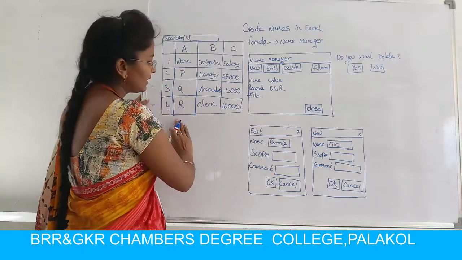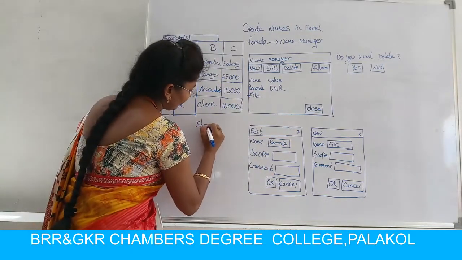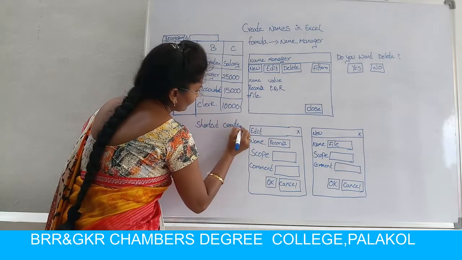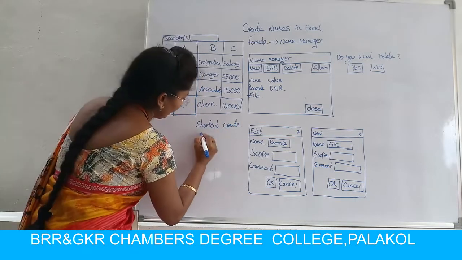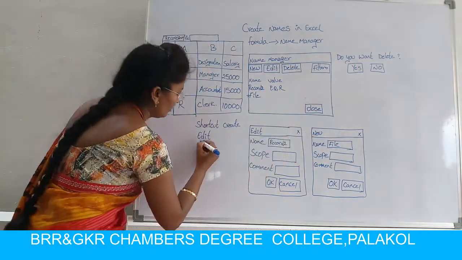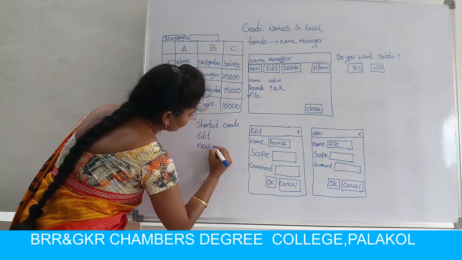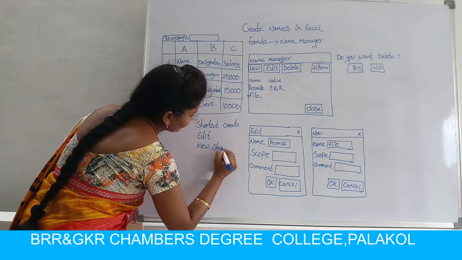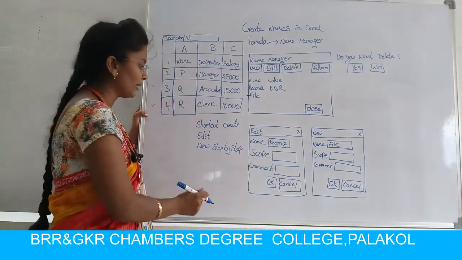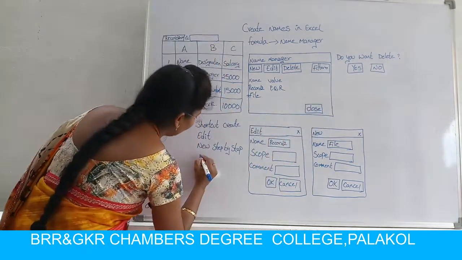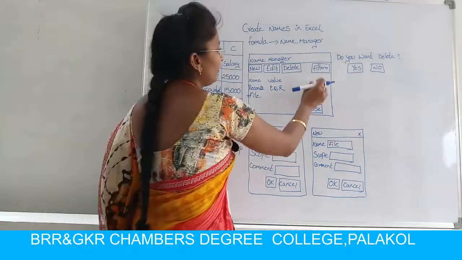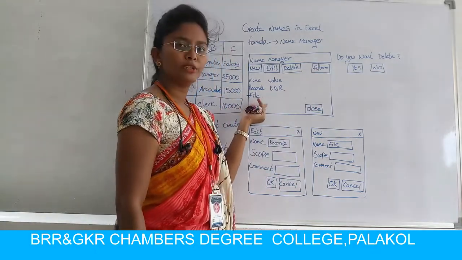And the first one is the shortcut way to create a new name. And the second way is the edit. And the third way is by using the new option, that means the step-by-step process by using the options in the menu bar. And the next option is the delete option. And at last, the filter option. Here I am taking only two records.